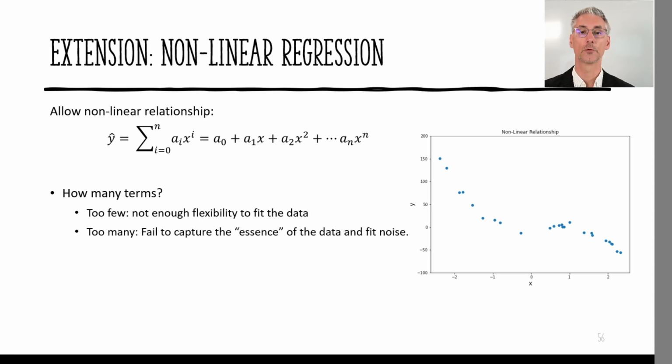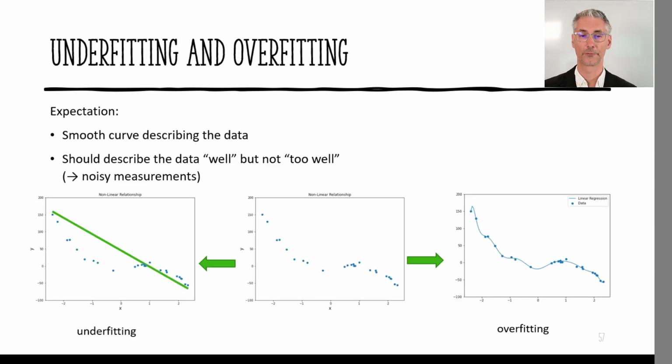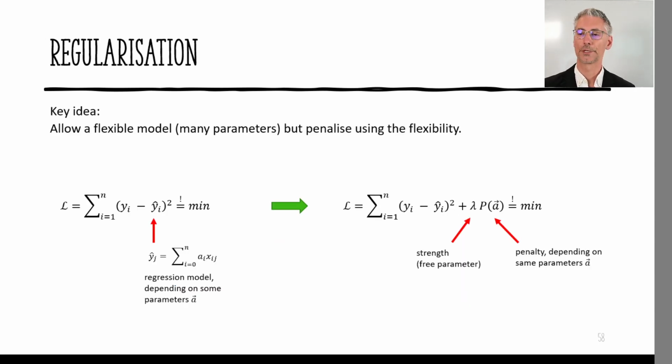We can extend this, of course, to allow nonlinear relationships, for example, by using a polynomial degree. Then we need to decide how many terms we have. If we have too few, we don't have enough flexibility. If we have too many, we don't capture the essence of the data and just fit the noise. For example here, a straight line for this data set is obviously not enough. And if we have too many degrees of freedom, we get all the wiggles that are unlikely to occur, especially the kink between the first and the second data point, which is unlikely to happen.